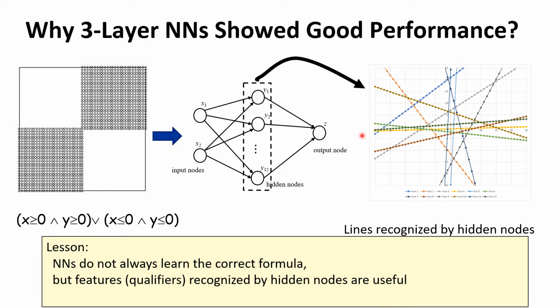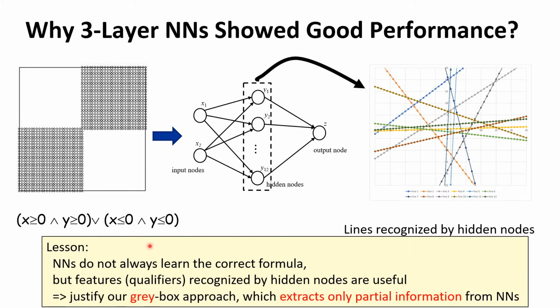So in fact, in this case, although these lines are unrelated, we still have lines close to x equals 0 and y equals 0 that can be used to construct this logical formula. Okay? So that justifies our gray box approach.